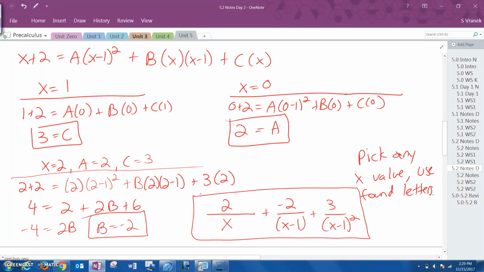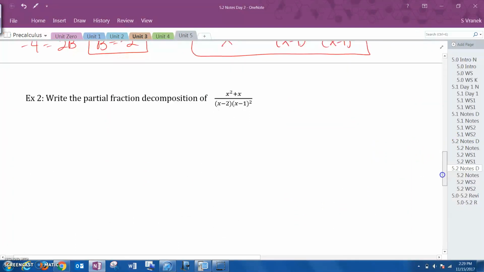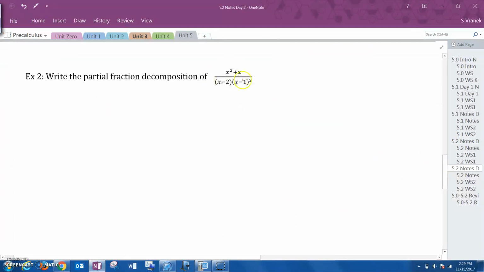Okay? So again, it's very similar to yesterday. Let's do one more. We're going to do the next problem on the next page, because the one following it is actually a homework problem. So it says write the partial of this. So this one's already factored for us. It's actually easier. I'm going to set it up here.